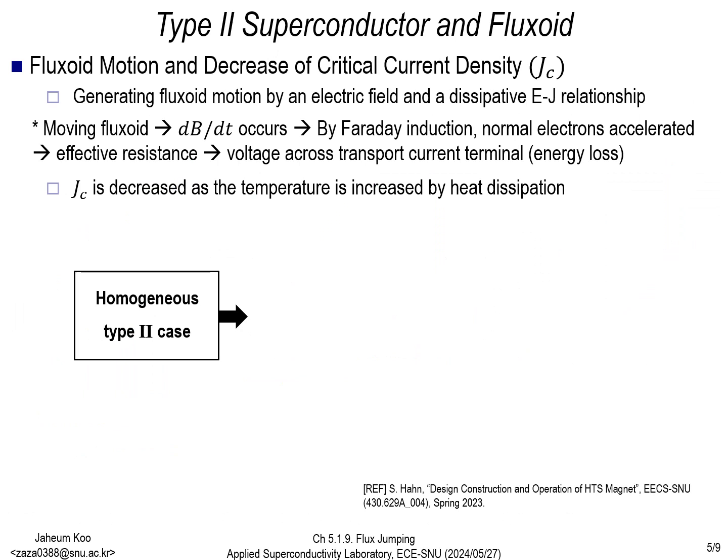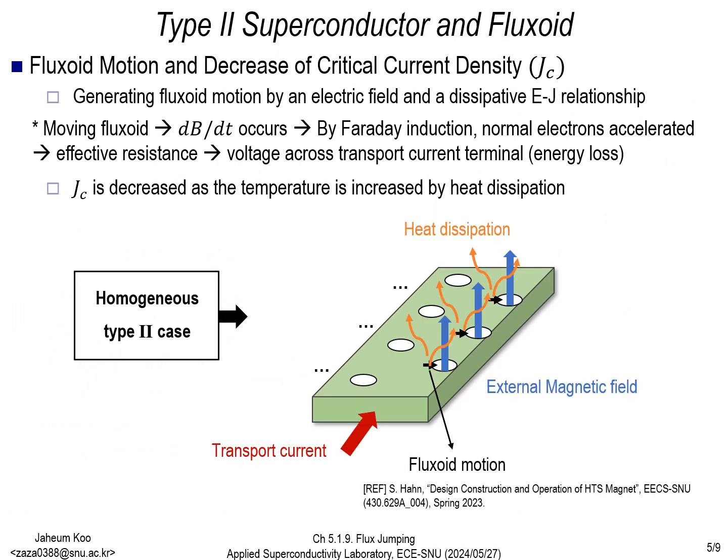In a homogeneous type II case, the previously mentioned fluxoid motion can cause heating within the superconductor, leading to an increase in temperature. This elevated temperature results in a decrease in the critical current density, which in turn allows more magnetic flux to penetrate the superconductor.